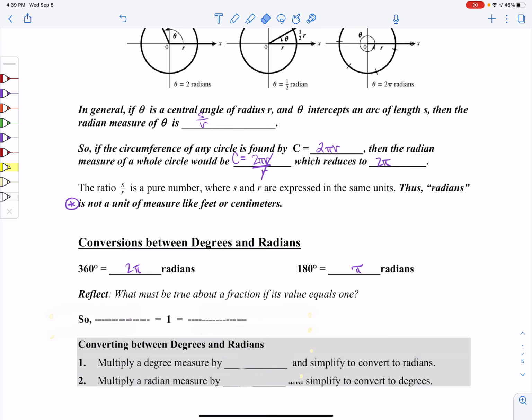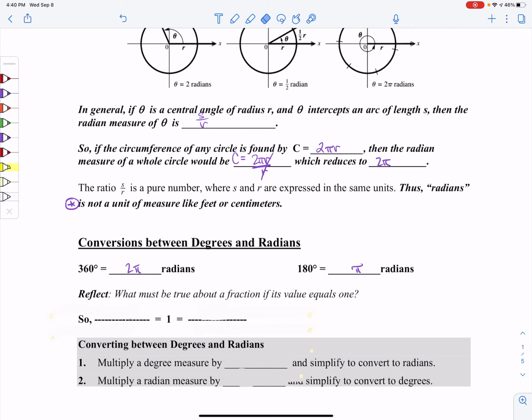Now I want you to pause the video after I ask you this next question and answer it. What has to be true about a fraction if its value is equal to 1? What is true about every fraction whose value is equal to 1? Pause the video and answer that question. If you're back now, hopefully you said that if a fraction equals 1, the top and the bottom both have to be equal measures or equal numbers.